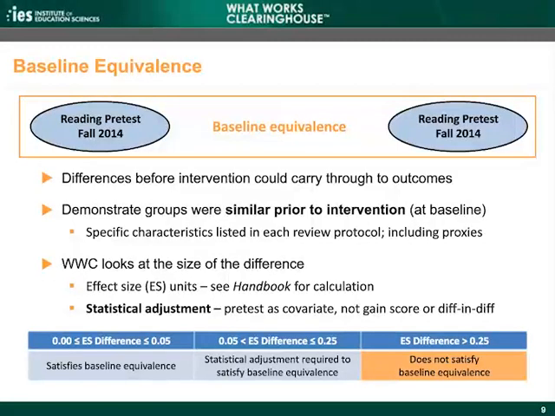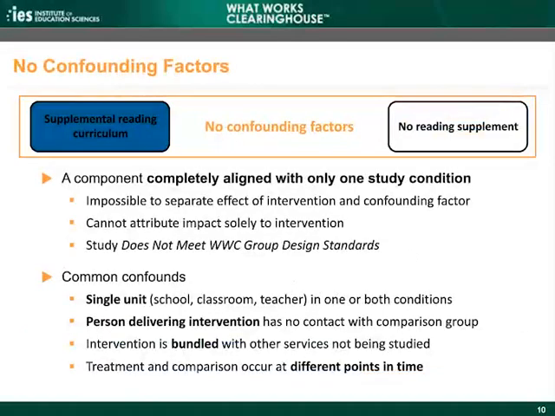Next, we want to make sure that there isn't a component or factor of the study that may influence the outcome and is completely aligned with only one study condition or group. If there is a factor that is present in one condition but not the other, it is impossible to separate the effect of the intervention from the effect of the confounding factor. Therefore, we cannot attribute the observed impact solely to the intervention, and the study does not meet standards.